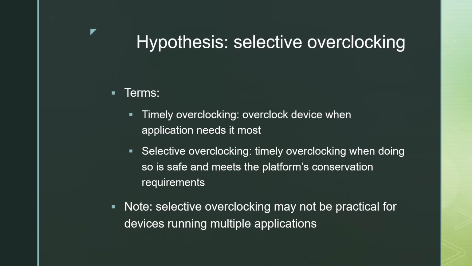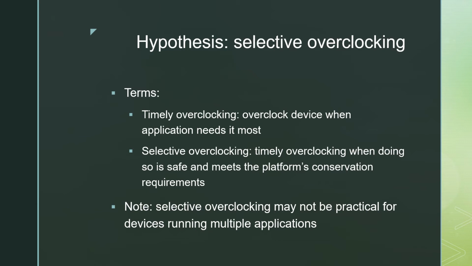But my question is, why leave it to the operating system to decide what games can be overclocked and which cannot, when there are plenty of third-party titles that could benefit from increasing clock speeds at just the right times? This is what I would call timely overclocking, when the device can be overclocked when the application needs it most, when the scenario calls for it.